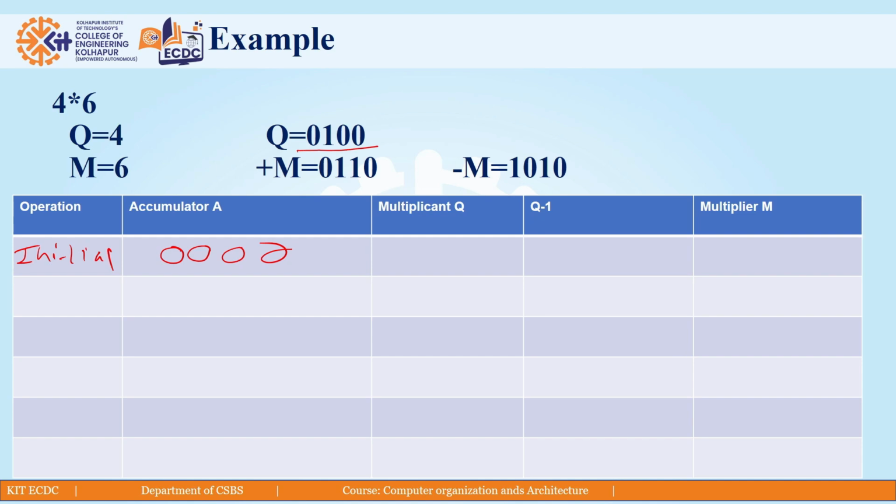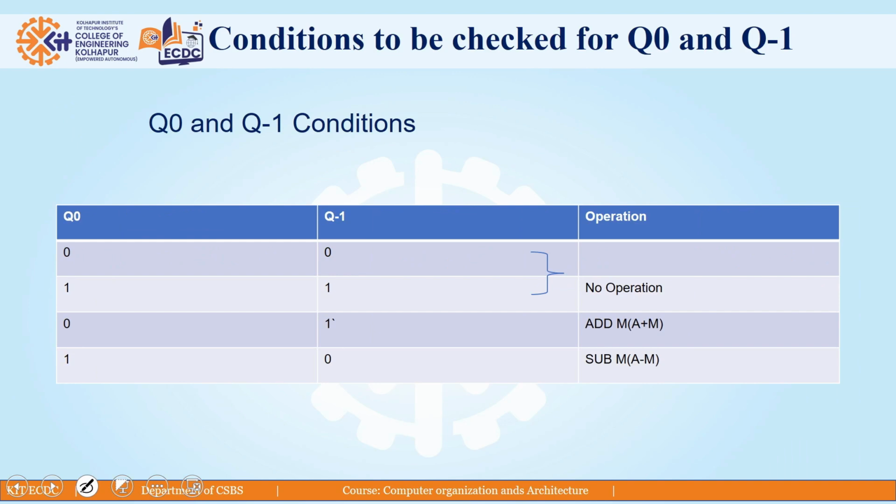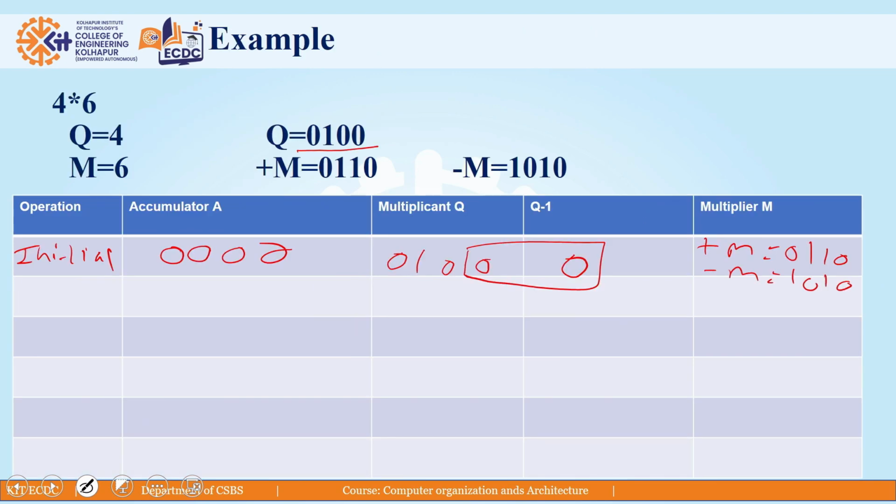What is the value of multiplicand? Here you can see 0, 1, 0, 0. Initially we will consider the value of Q minus 1 as 0. Now for the multiplier, first we take the plus M value. What is the value of plus M? That is 0, 1, 1, 0. And what is the value of minus M? That is 1, 0, 1, 0. Now first we check, as we have just discussed, the condition of Q0 and Q minus 1. The condition is 0, 0. As we have discussed, 0, 0 means no operation, we only do the right shift operation, right?